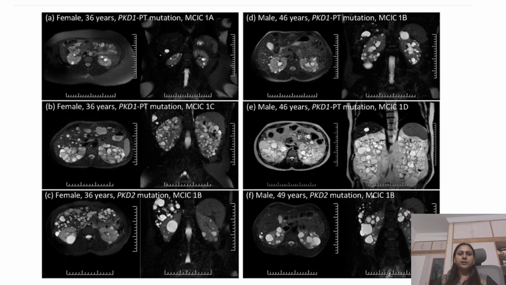These age-matched MR images show us the varying severity by genotype. All the top and middle panels are PKD1 truncating mutations at ages 36 to 49, showing progressively higher Mayo imaging classes and dramatically higher height-adjusted total kidney volume. Compare that with PKD2 patients of similar age who sit at much lower kidney volumes and milder imaging classes. So for the same age, a PKD1 truncating mutation produces markedly more cystic burden than PKD2. This is a genotype-phenotype correlation you can see on the scan.